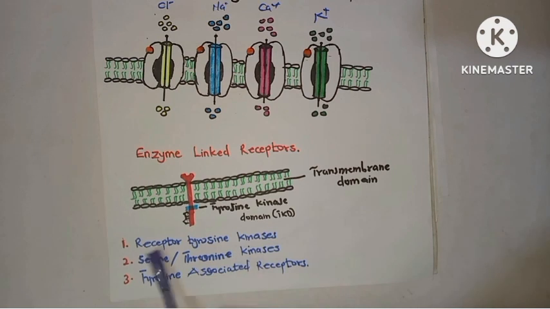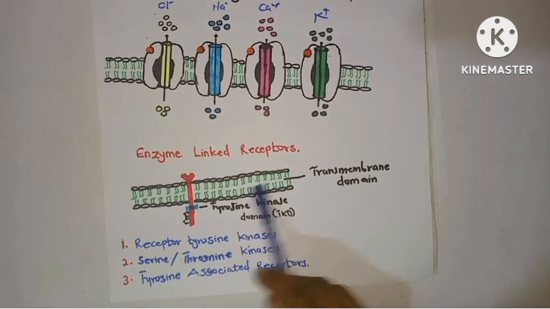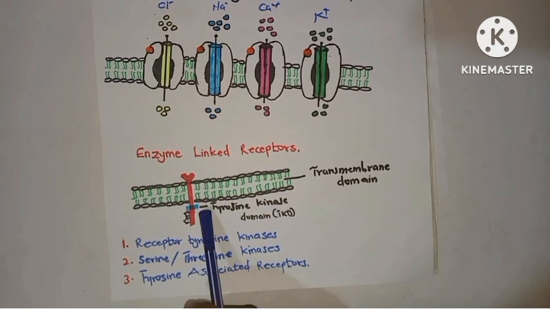And then the second type of these enzyme link receptors is what we call the serine or threonine kinases. With this one, the phosphorylation occurs in the hydroxyl side chains of serine or threonine amino acid. And then the third one, we also have what we call the tyrosine associated receptors. With this one, there is no tyrosine kinase domain, because there are certain enzymes that act through the cytoplasmic tyrosine kinases that are present in the cytoplasm. So this is our transmembrane domain, and this is our tyrosine kinase domain in the color blue.